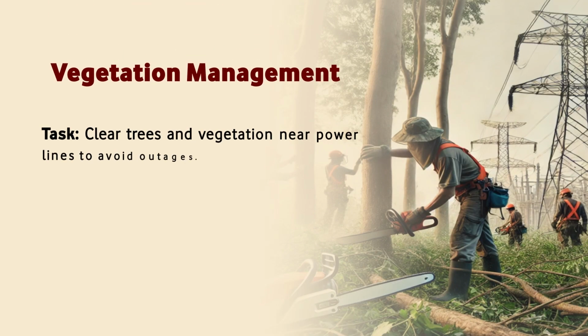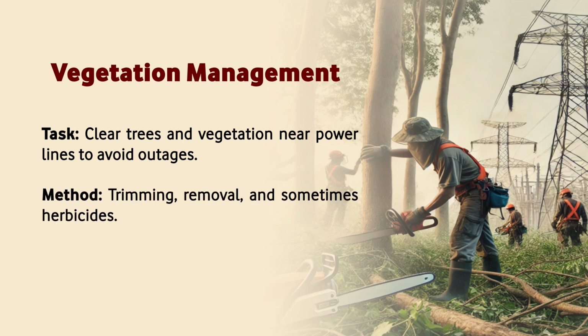Vegetation management is a critical aspect of maintaining overhead power lines. Trees and other vegetation can interfere with power lines, which leads to outages and even catastrophic failures. So, what procedures are carried out here? First is regular inspections. Vegetation near power lines is regularly inspected to ensure that trees and shrubs do not encroach on the minimum clearance distance required for safety.